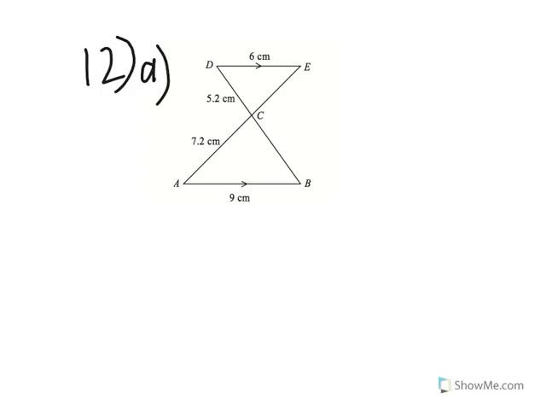Okay, so question 12a has given you this diagram, and they're asking you to calculate the length of BC, which is this line here. Now, first of all, I want to introduce this concept called similar triangles. Similar triangles are triangles with the same angles, and so the ratios of their sides can be compared.